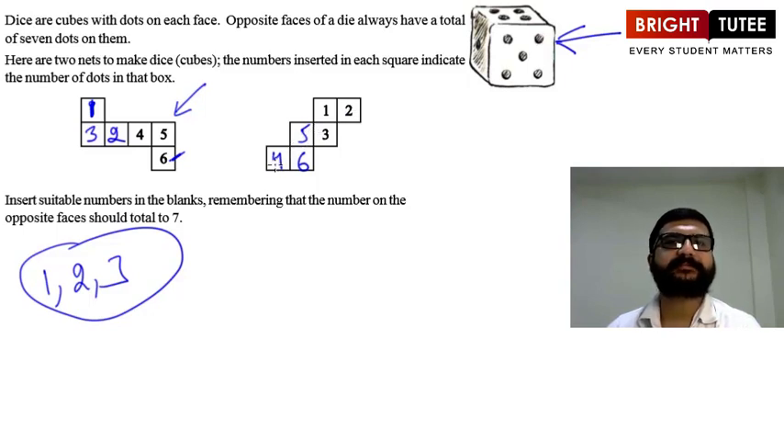Again, we have to do this by drawing this on a piece of paper, cutting it out, and folding it to actually get a cube. Then, by keeping that cube in reference, we can put the numbers in the blank squares or blank boxes.